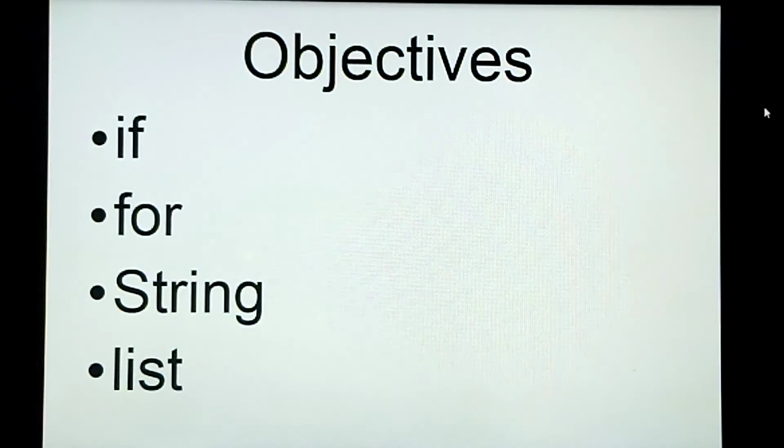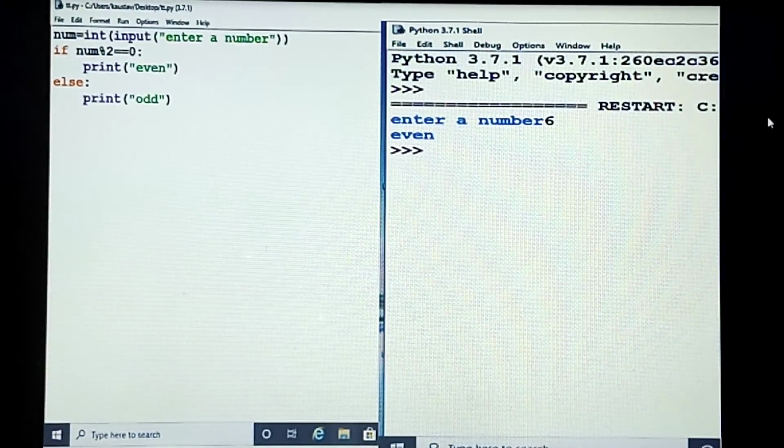What are the objectives of today's class? What things are we going to learn? We are going to learn the syntax and use of if, the syntax and use of for, the concept of string and the concept of list. These two things have been included this year only. So we'll go for the first, we'll go for the if.